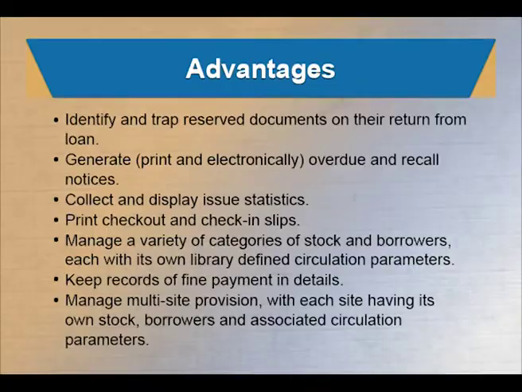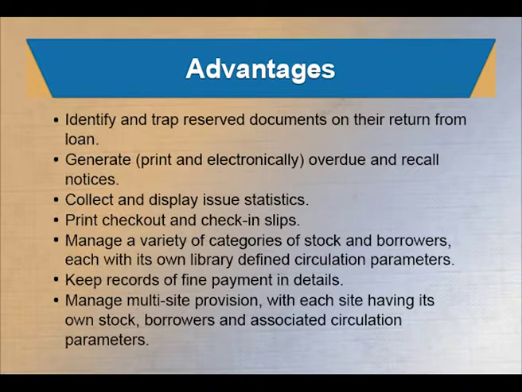In case of automated library system, the circulation module can help you to identify and trap reserved documents on their return from loan. That means the whole reservation process you can make automatic, so that the moment a book is returned, the person who reserved that particular book, he or she only can issue that particular book, otherwise your ILS will put a restriction on it.